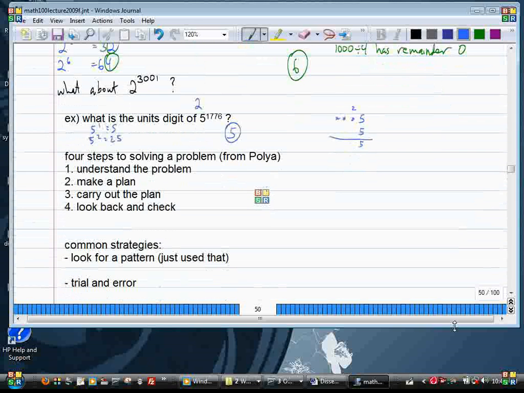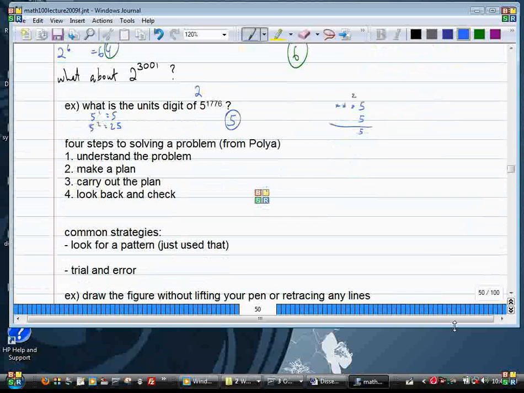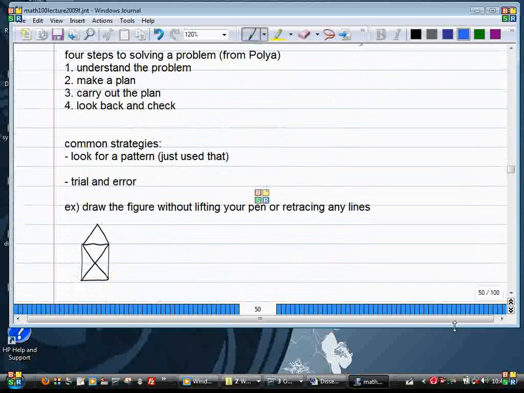What are some other common strategies? Trial and error is a common strategy. Everyone's probably used this at one point or another. Okay, so let's give trial and error a go on this kind of problem. So here's a picture. Let's call it a barn. Draw the figure without lifting your pen or retracing any lines. Sorry? Oh, you've done this before? Okay, well, that's another common strategy. Remember how you did it before.